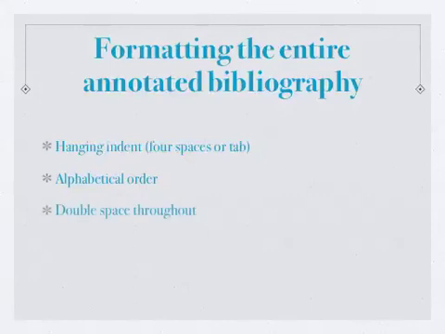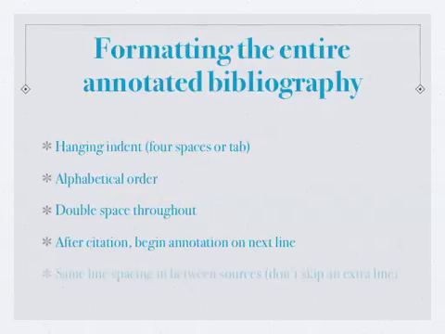Your entire piece, your entire annotated bib should be double spaced throughout. Like I showed you on the previous slide, after that citation, that annotation will begin the next line, still with that hanging indent. And finally, don't skip a line in between sources. So you have your citation, your annotation. Don't skip an extra line before you go to the next citation. Go down to the next line, but don't put any extra ones in between there.